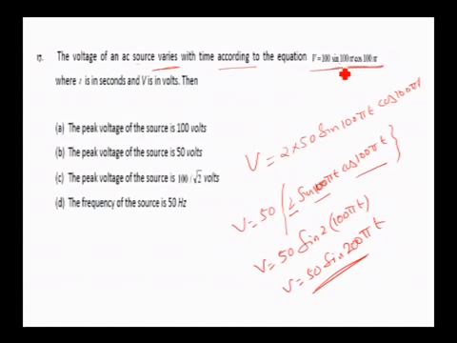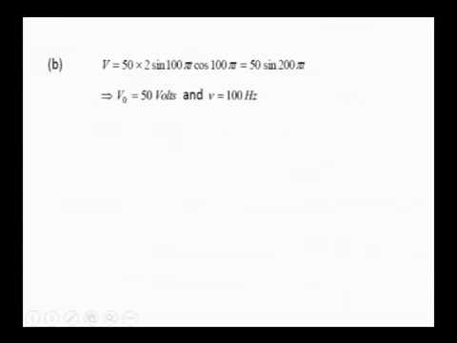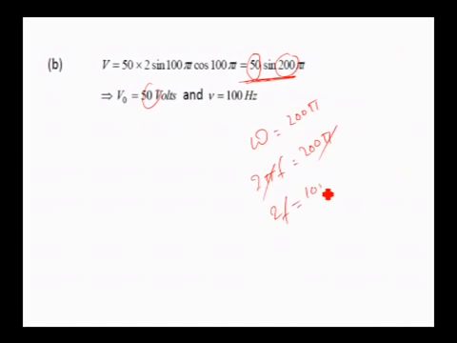I have changed this equation as 100 equals 2 into 50 sin 100 pi t cos 100 pi t, that is 50 times 2 sin 100 pi t cos 100 pi t. This is 2 sin theta cos theta. So 50 into sin of 2 theta, theta is 100 pi t, it becomes 200 pi t. If you use this equation, you get 50 sin 200 pi t. The peak value is 50. The angular frequency omega is 200 pi. Then omega is 2 pi f is equal to 200 pi. Cancel pi, 2f is equal to 200 and f is equal to 100 hertz.